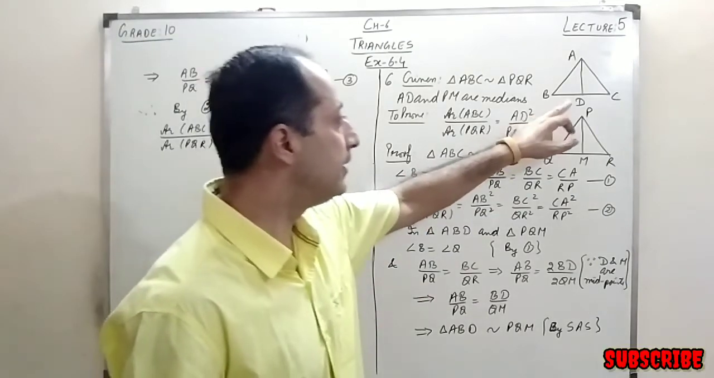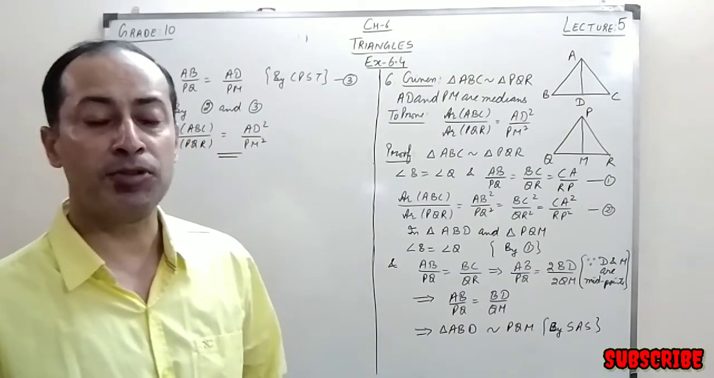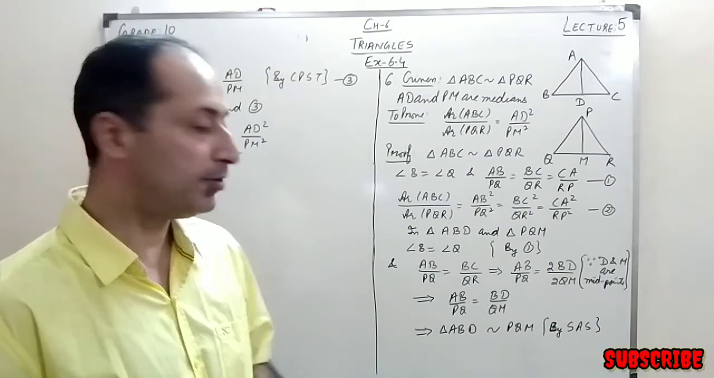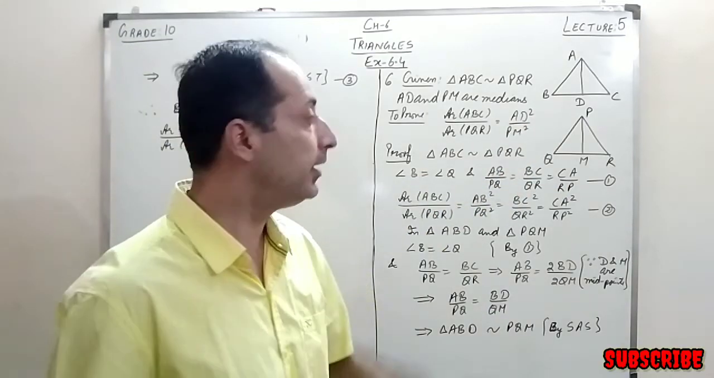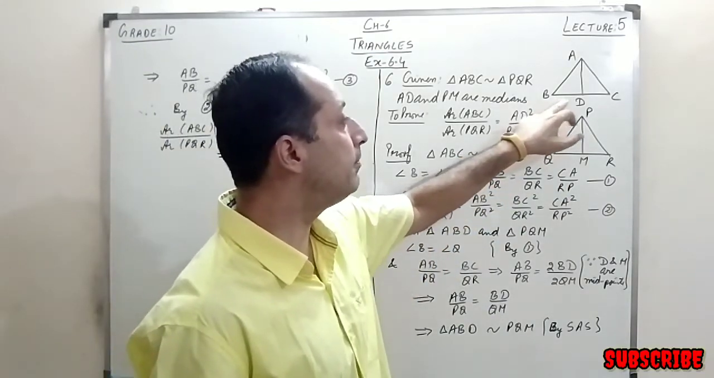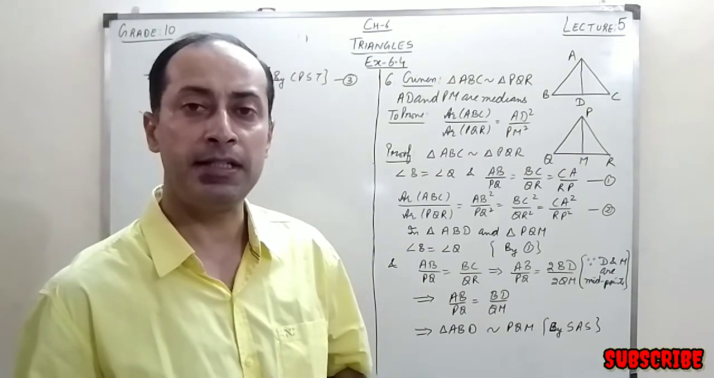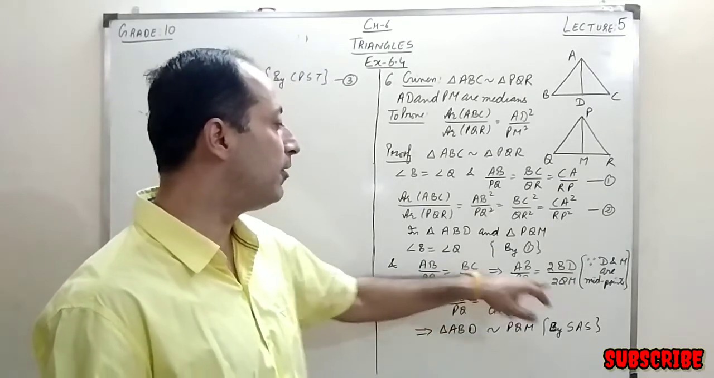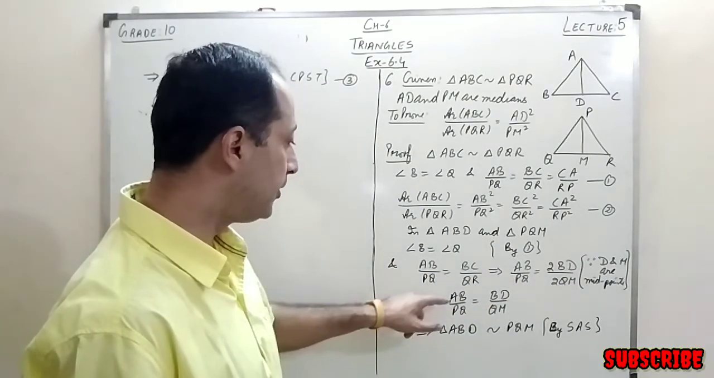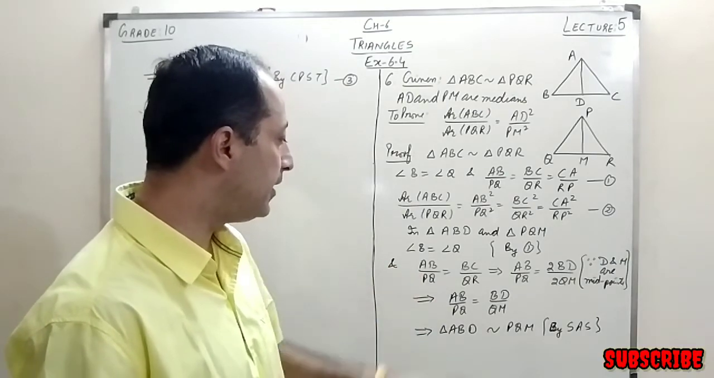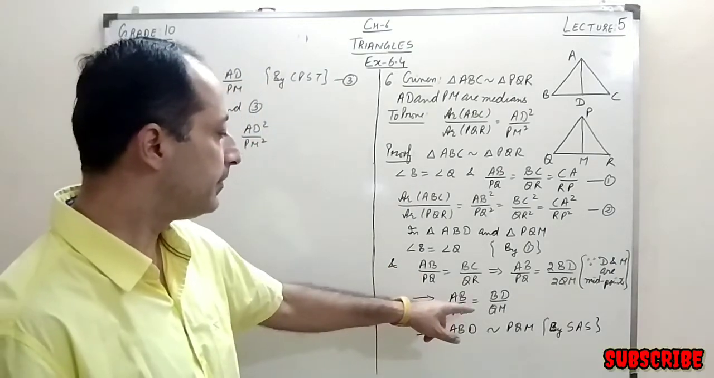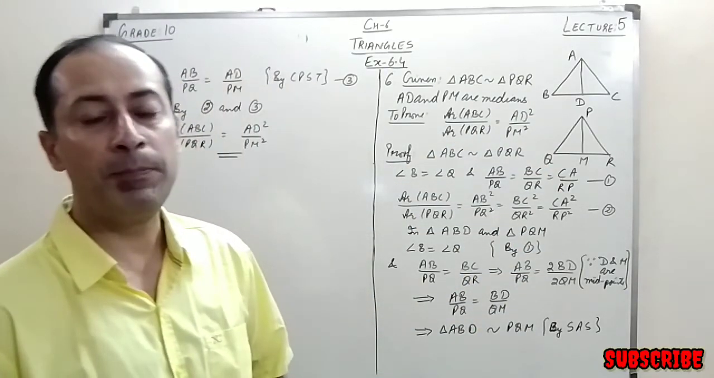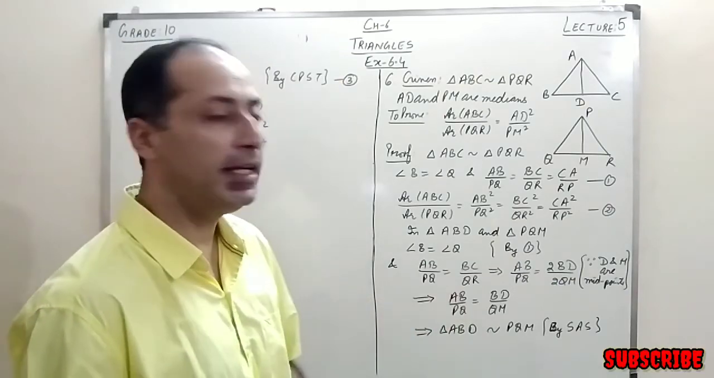Now one thing more, since AD is a median, and as I have told earlier, a median is a line segment from the vertex to the midpoint of the opposite side. So obviously D is the midpoint, M is the midpoint, and BD is half of BC, or we can say BC is double of BD. So instead of BC I write 2BD, and in the same way instead of QR I write 2QM. So now AB by PQ is equal to BD by QM, and obviously the included angle was also equal. So triangle ABD becomes similar to triangle PQM by SAS property.